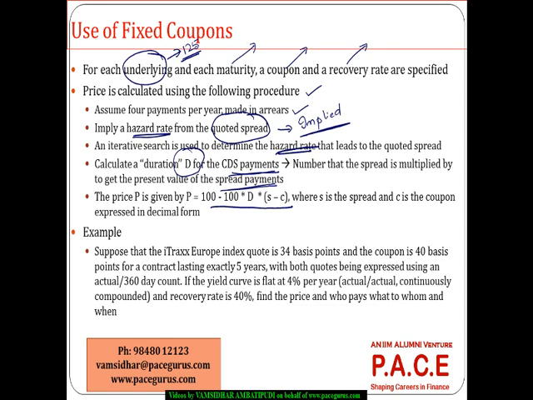Suppose the iTraxx index is quoted at 34 basis points. Today we are seeing the iTraxx index, which means on this index I have to pay 0.34% as the premium. Coupon is 40 basis points, which means the underlying bonds are making a coupon payment of around 40 basis points. All the 125 underlying bonds are making a payment of 40 basis points for a contract lasting exactly 5 years. So let me put all these things in the spreadsheet.